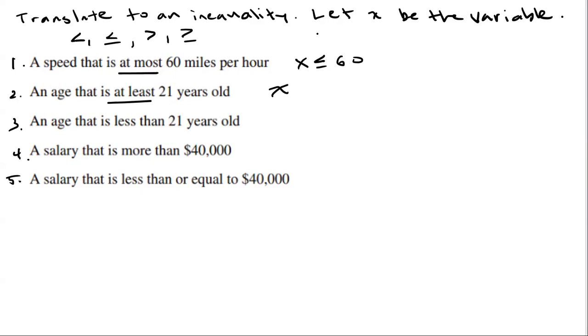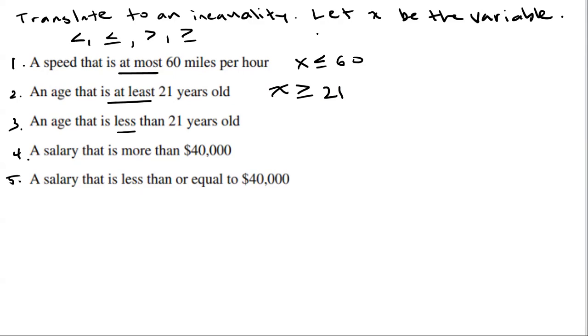Good. Very good, right? So it has to be greater than or equal to, right? Because you have to be at least 21 years old. That's the bottom. And you have to be 21 or older. Okay? So at least 21 years old. Okay, how about the next one?